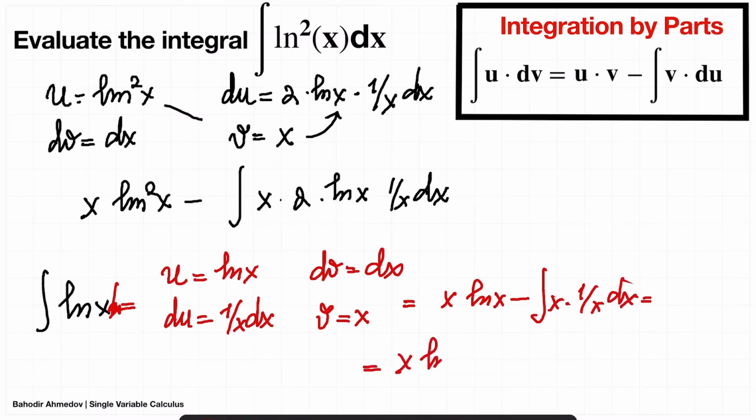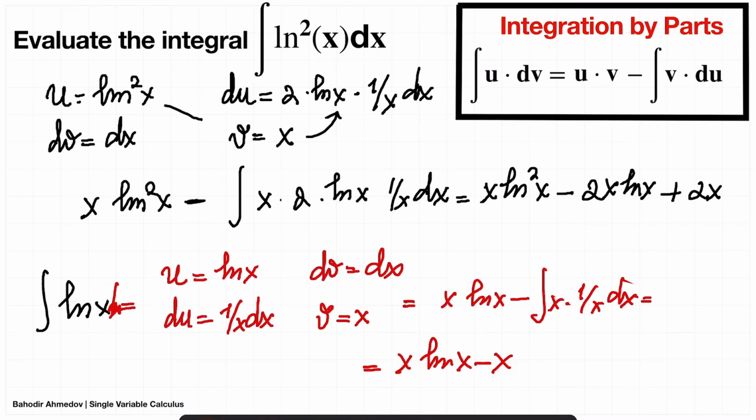It is going to be x ln of x minus x, and we have to substitute this t here. So it is going to be x times ln square of x minus 2 times x ln of x. So I think it's going to be plus now 2x, right? Because this minus multiplied to here is going to be minus, and if you multiply this to this minus, it's going to be plus. So plus some constant. So this is how we can integrate ln square of x by just iterating this twice.